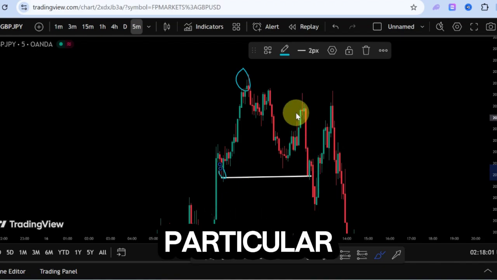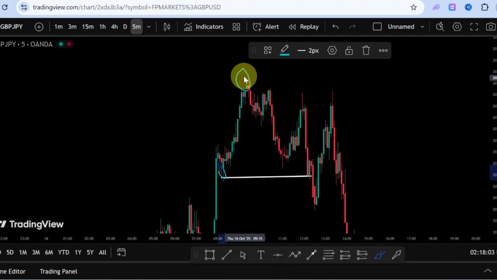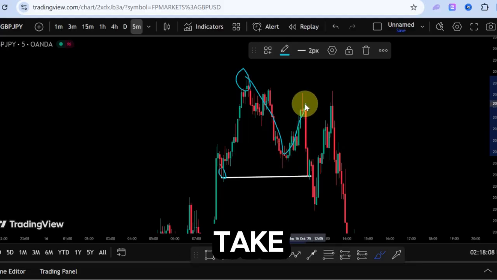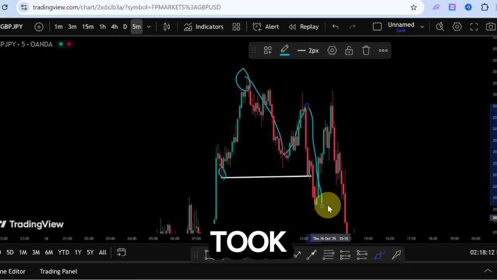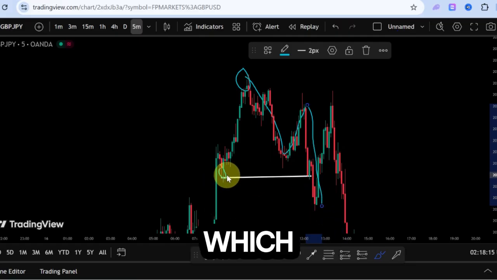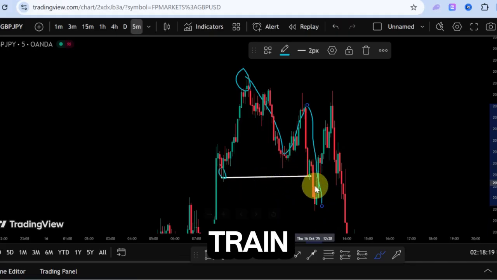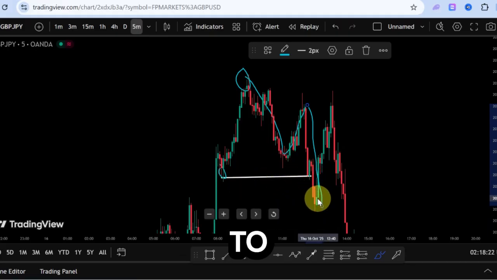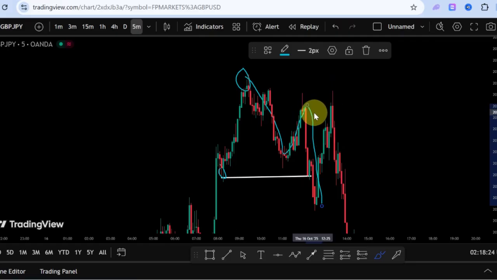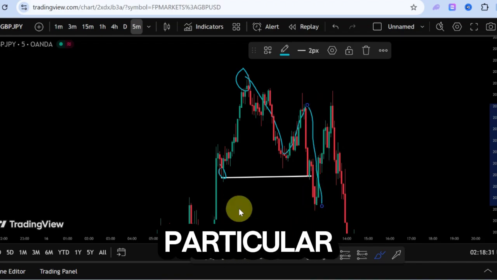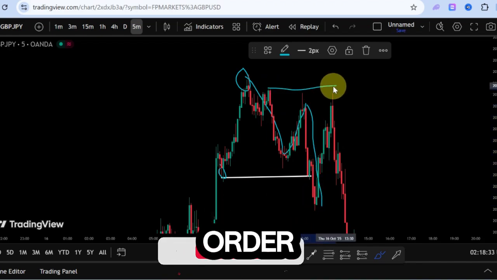You can see at this particular place, the price created this particular low right here, but was unable to take this particular high. Then at this place, price took the previous low, which means that price has changed direction to a downward trend. And just like I've said, you have to wait for the market to retrace to a particular reference point, which is an order block or a fair value gap. And guys, you agree with me that at this particular place, this is an order block, right?